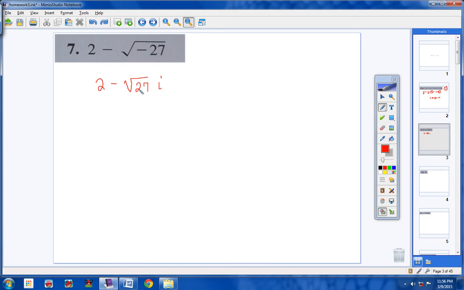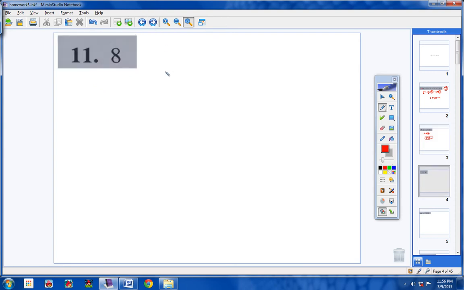Now next, we can break up 27 into 9 times 3. Okay? So cross the 9 off and put a 3 on the outside because the square root of 9 is 3. So now we have 2 minus 3 square root of 3I. So here's your A, here's your B, and there's your I for your imaginary part of the complex number. Okay, so there we go. Alright, let's take a look at number 7 in the back of the book. And yes, that is correct. Alright, number 9, or number 11.